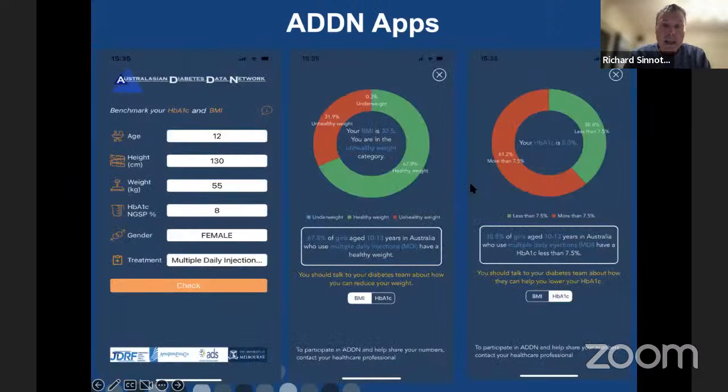We also have mobile apps. For the patients, in the previous example, it was individual patients reporting on themselves. With these mobile apps, what we've been building is a way you can just benchmark yourself. In this case, we have apps where you can enter your age, your height, your weight, your HbA1c level, and how you're being treated. Based on that, you can ask, how do I compare with everybody else like me? Show me all the 12-year-old girls who are about my height and weight. How do I compare with everybody else, both for my BMI and for my HbA1c levels?